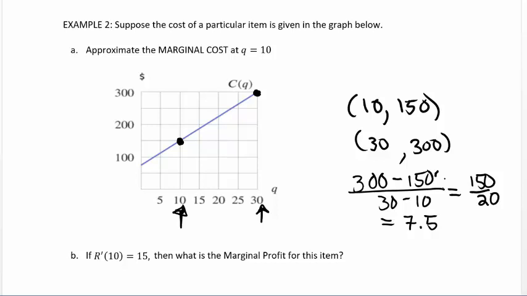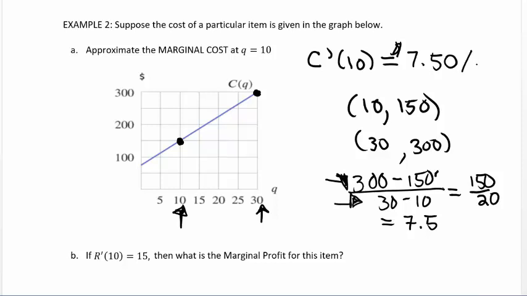Now, I need to think about what this number means in order to interpret it. Remember, I was trying to figure out the marginal cost at 10. So I'm saying C prime of 10 equals 7.5. But remember, this has to do with money. So I'm going to throw on the 0 after the 5 because we're actually talking about $7.50. But it's not just $7.50 because I'm talking about the derivative here, right? The top value when I did my change in Y was cost in dollars, but on the bottom, my change in X was the change in items. So it's $7.50 per item.